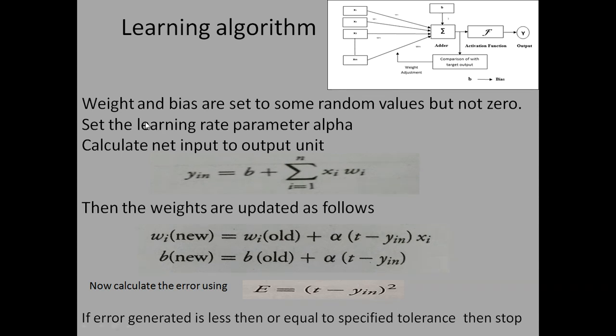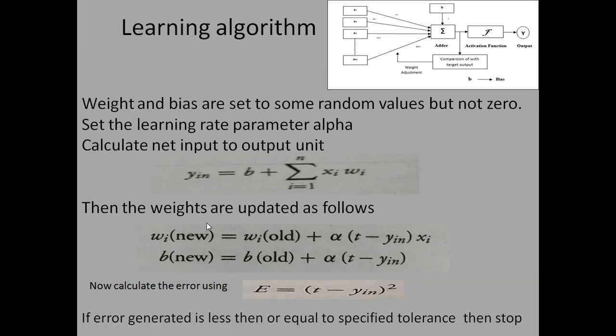First of all, the weights and bias are set to some random values. They will not be 0; they will have some random value. We set the learning rate, alpha, to some value. Then we calculate the net input to the output unit, which is x1w1 plus x2w2 plus x3w3 plus up to xnwn, with the bias added. So it will be b plus the summation of xiwi, with i from 1 to n. So we get yn, the net input in that case, and we calculate yn using this formula.